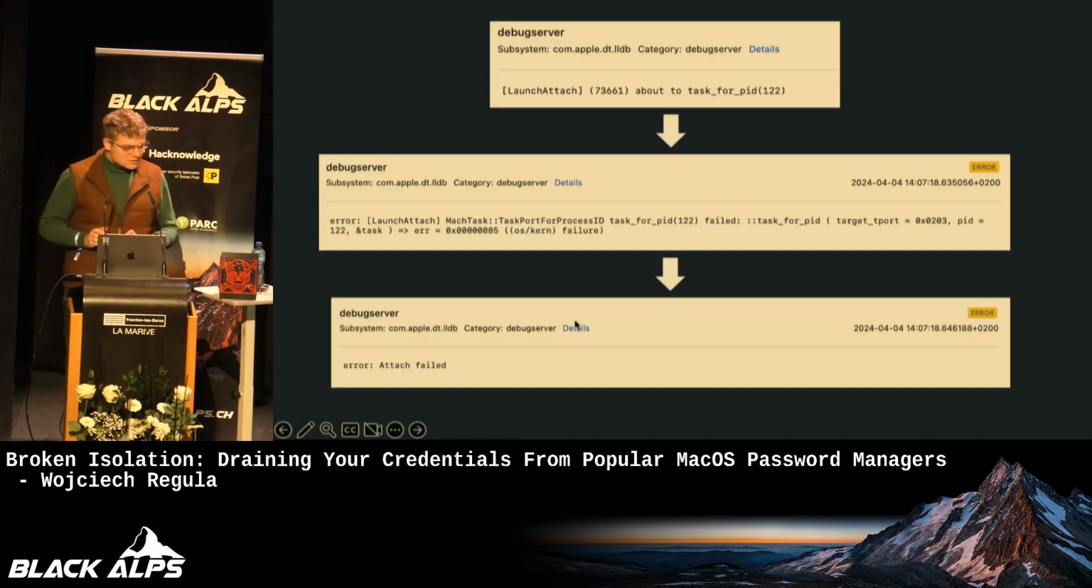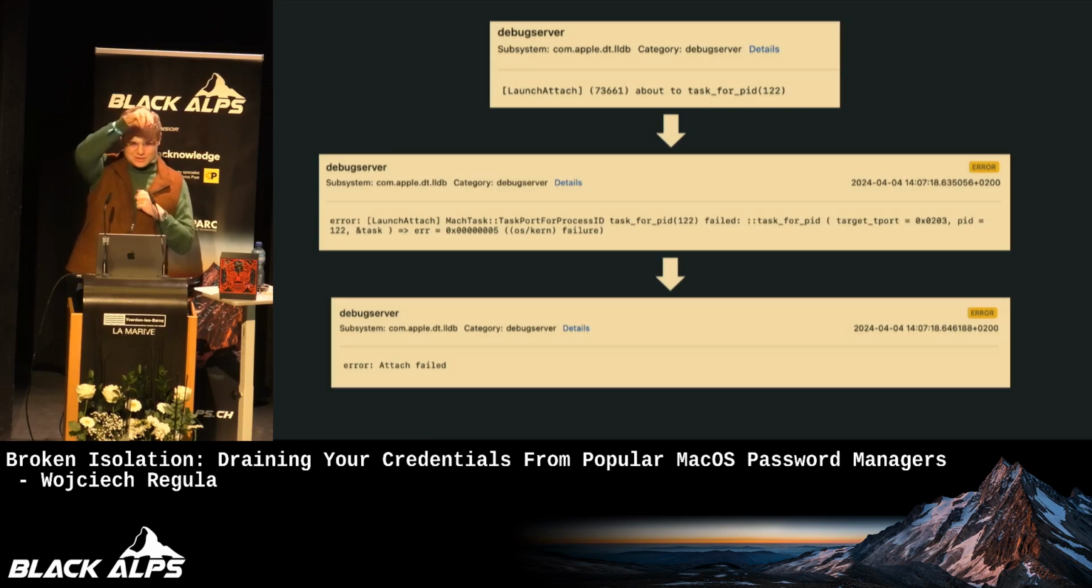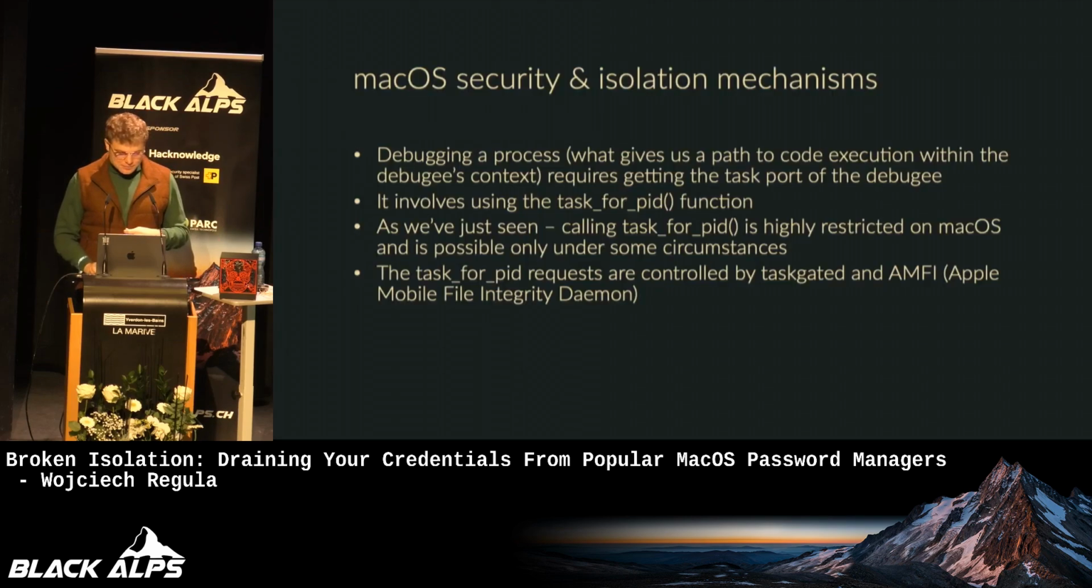So let's open the console log. And you would see that, okay, debugserver tried to call task_for_pid, which is a Mach trap, which is like a syscall, but in the Mach microkernel part of macOS. And in the end, macOS told us attach failed. I'm not going to allow it.